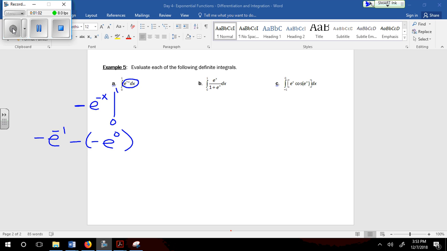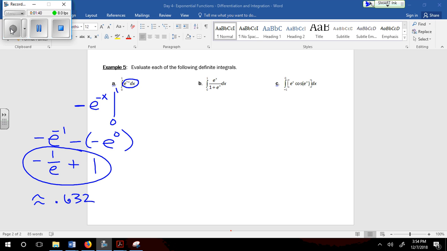So negative e to the negative 1 ends up being negative 1 over e, minus, and e to the 0 ends up being 1. And when I minus a negative, it ends up being plus. So negative 1 over e plus 1 would be my final answer. And this is approximately 0.632.